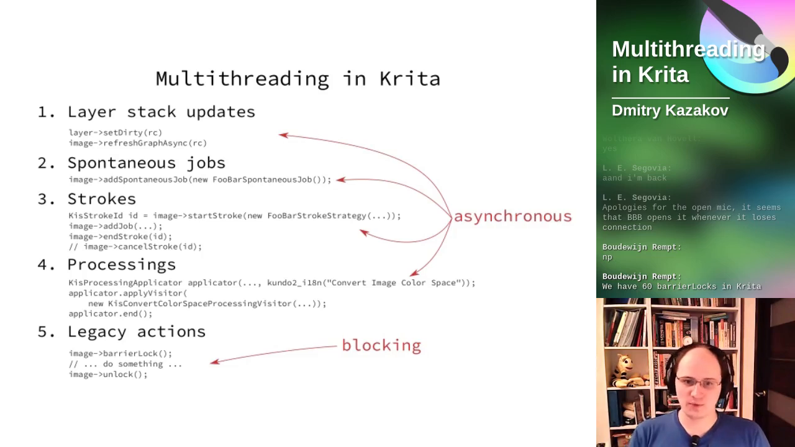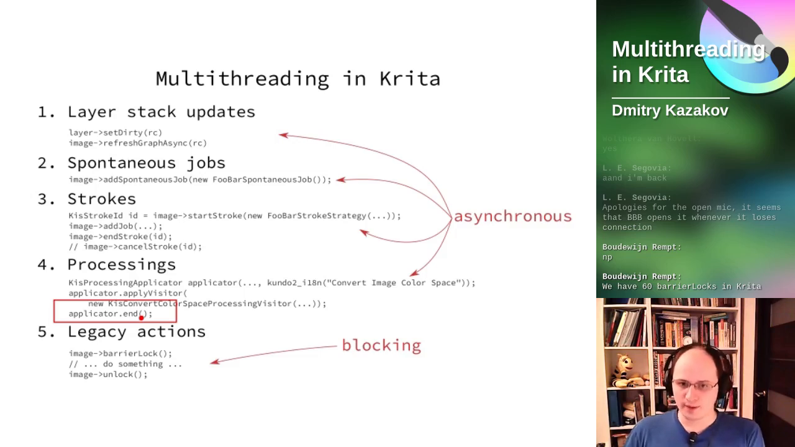So the first 4 jobs run asynchronously. For example, when you call applicator end, it doesn't mean that when you return from this function the processing has completed. It doesn't even mean that processing started. It means that the processing has been added to the queue and it will be executed sometime later.